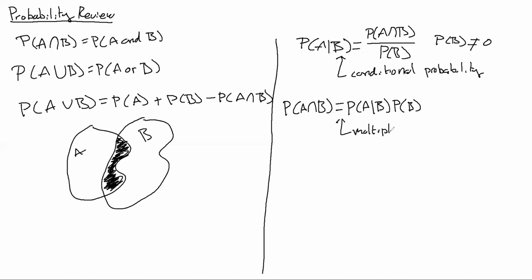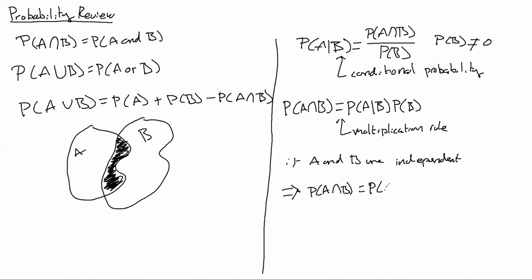Multiplication rule. If A and B are independent, only if they're independent, then this would mean that the probability of A and B happening would be equal to the probability of A multiplied by the probability of B.